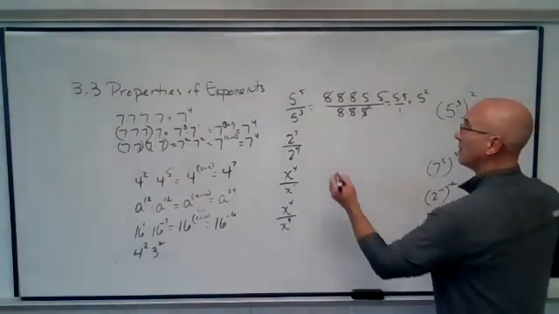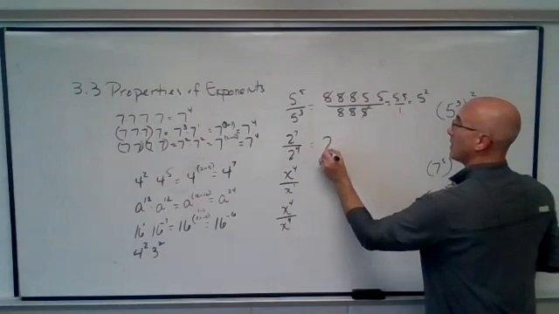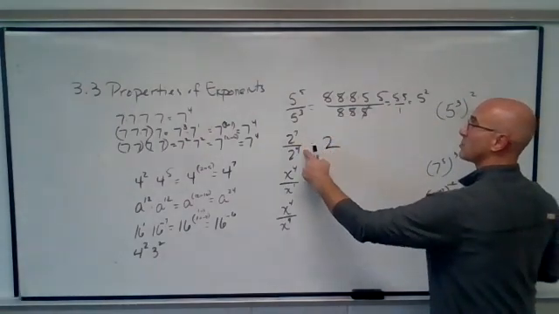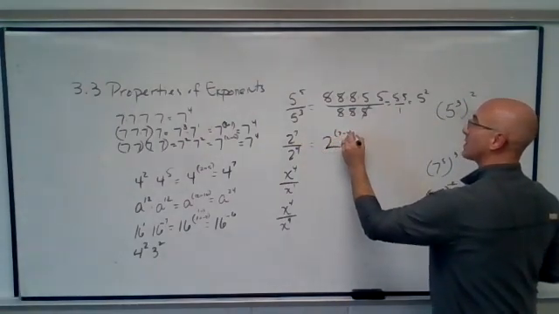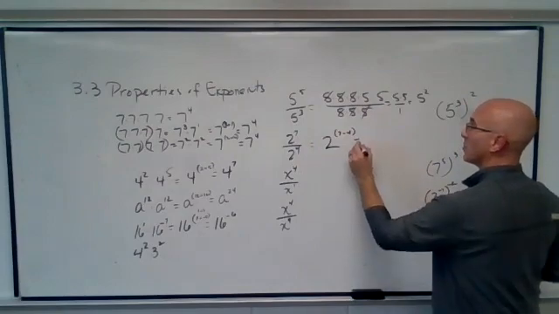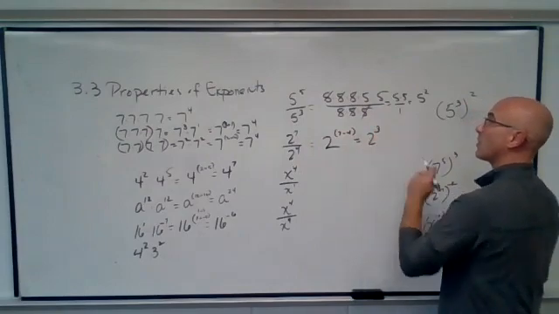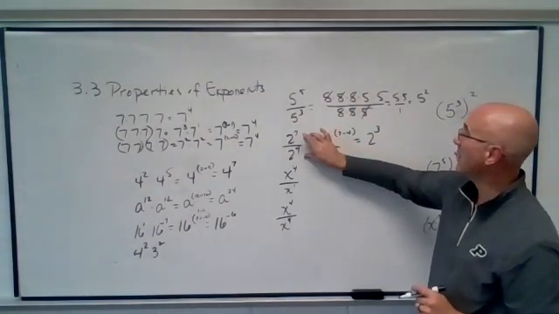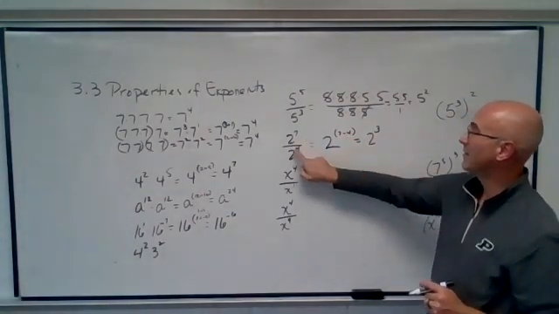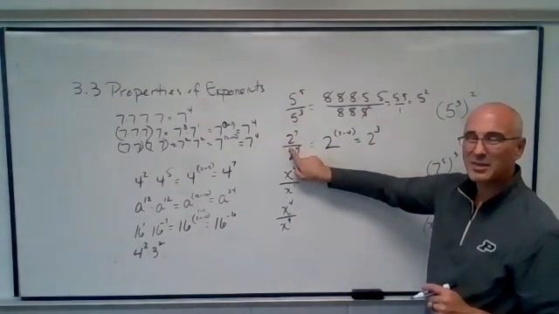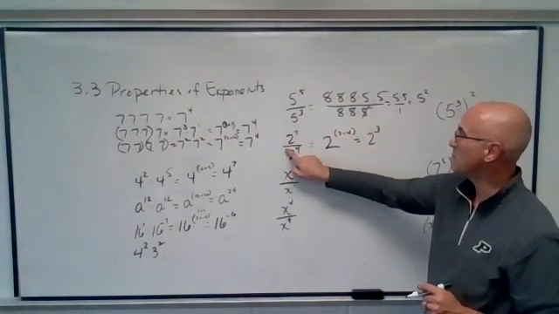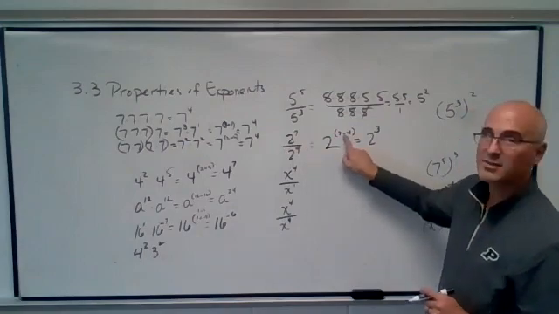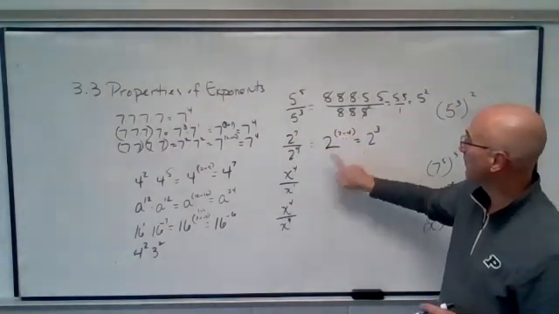Let's look at here. We can do the same thing. Keep the base, subtract the exponents, 7 minus 4. So we are left with 2 to the 3rd power. Remember, this is only when we divide. When we divide, we subtract. It's kind of correlated. This big line for dividing is the little line for subtracting.